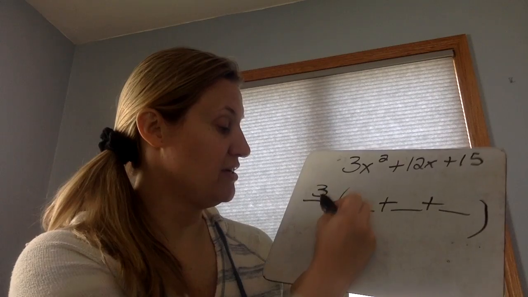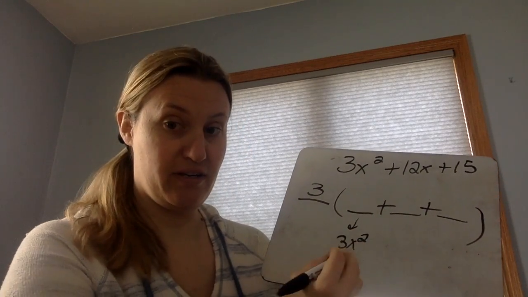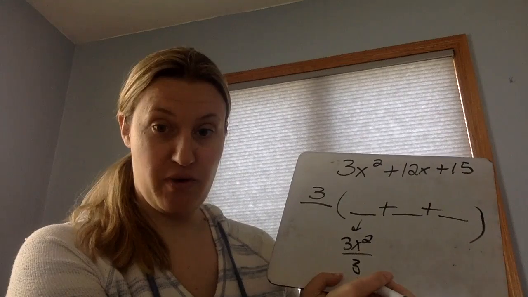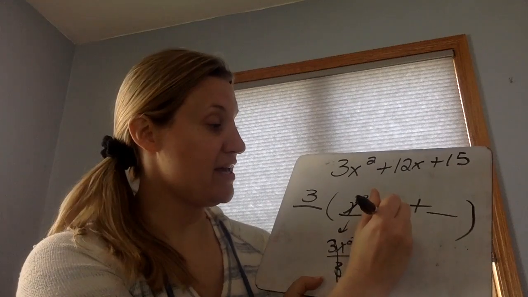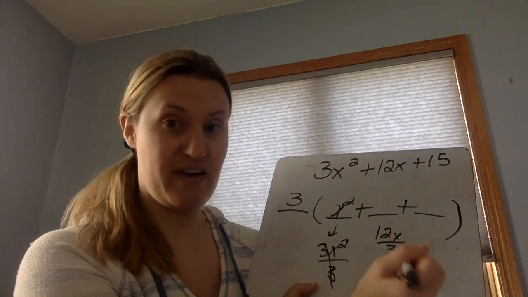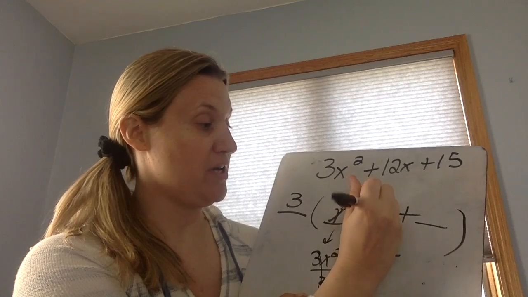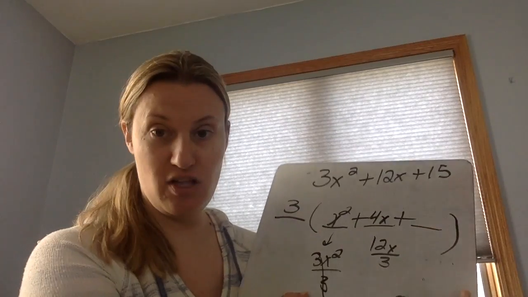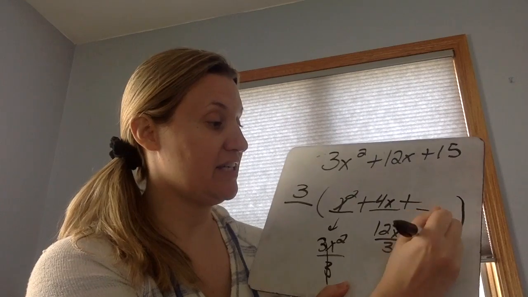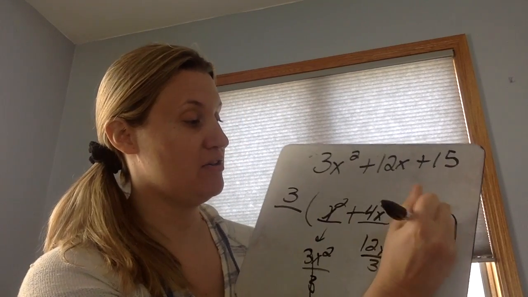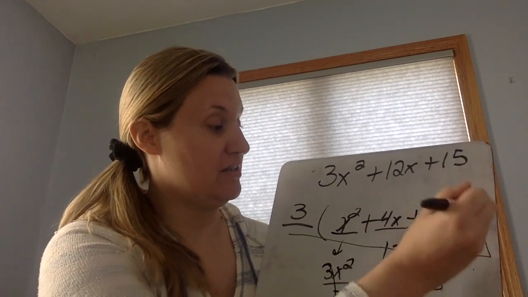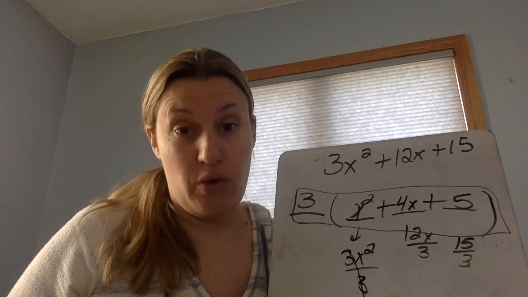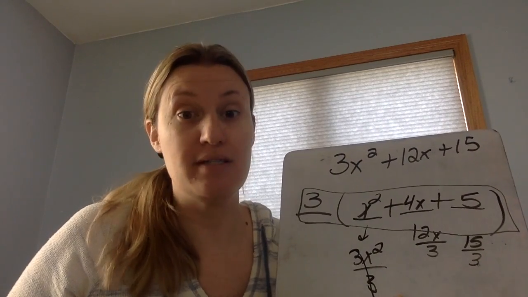So for here, that's going to be 3x squared divided by 3. The 3's will cancel. I'm left with x squared. Here is going to be 12x divided by 3. 12 divided by 3 is 4, and I have that x to tag along. So that's 4x. And finally here, I have 15 divided by 3, which is just 5. So your final answer of pulling out the greatest common factor is that right there. 3 times parentheses x squared plus 4x plus 5. You're going to see a point to this later.